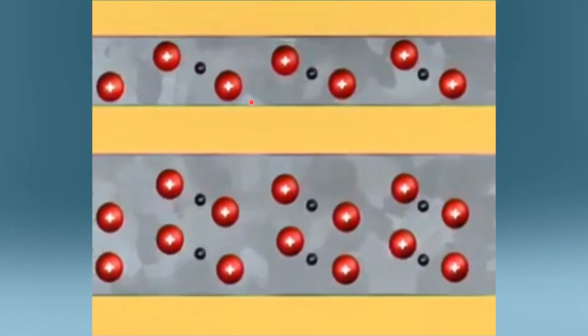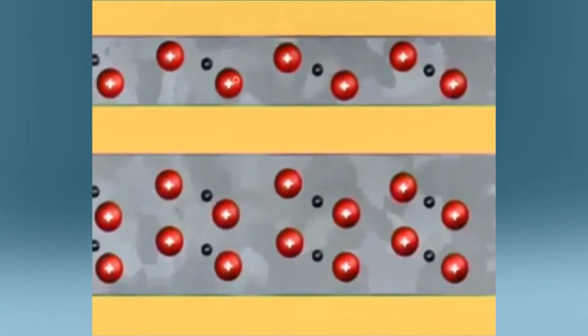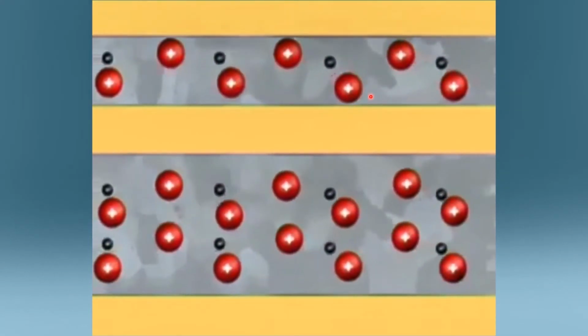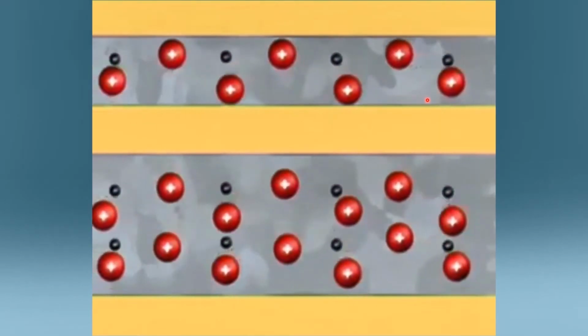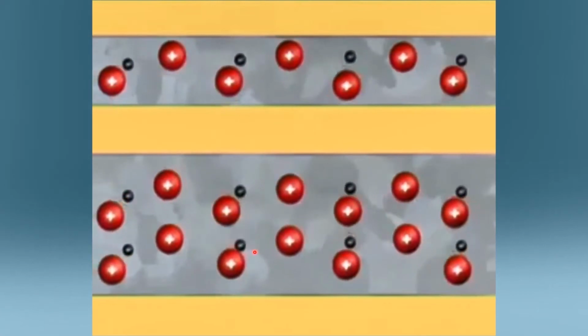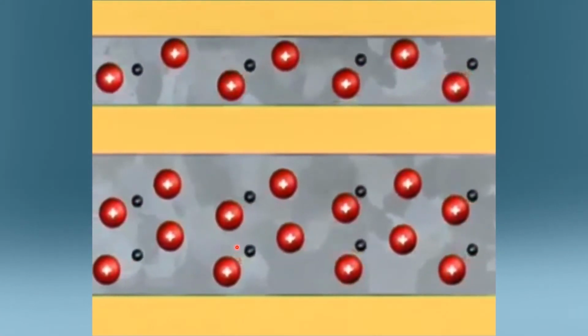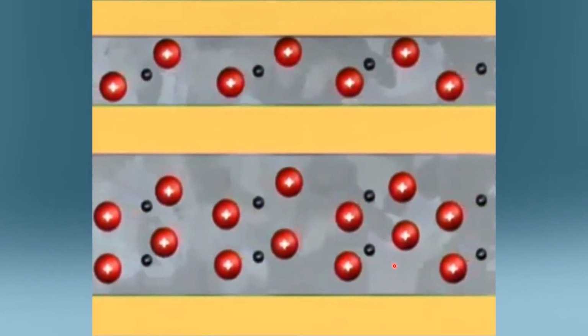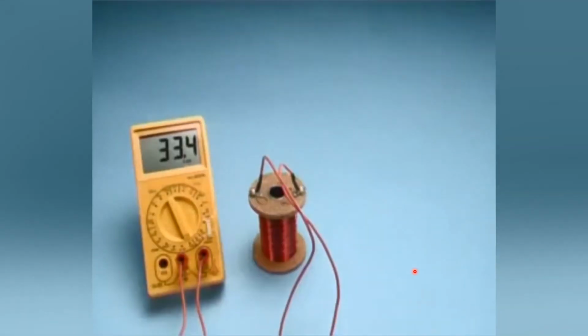Now let us see what actually happens. On top we see a thinner wire. The number of electrons is less, so less amount of current passes through the circuit. And here below we see that it is a thicker wire, so more electrons are there, so the current is more in a thicker wire, or the resistance is less.